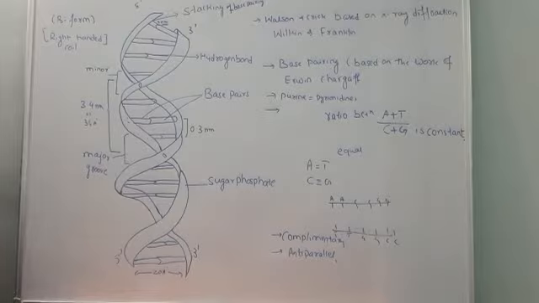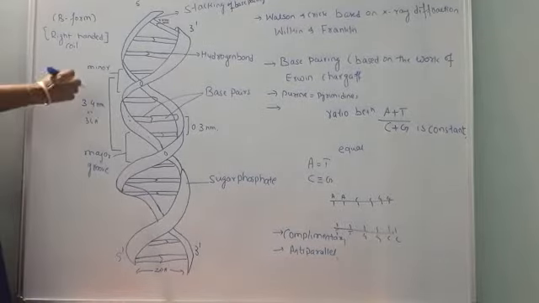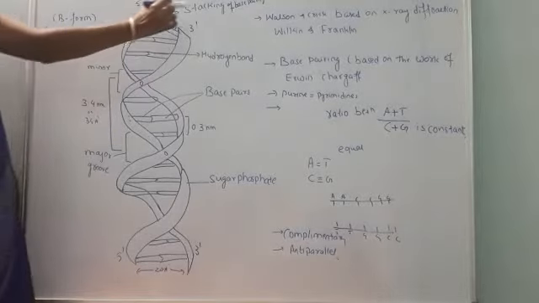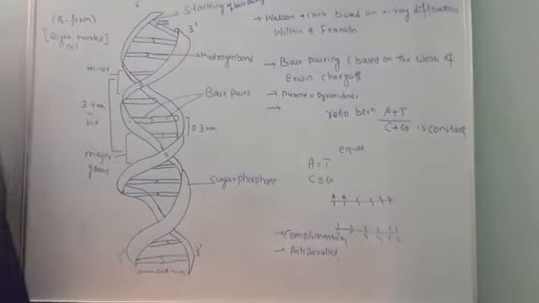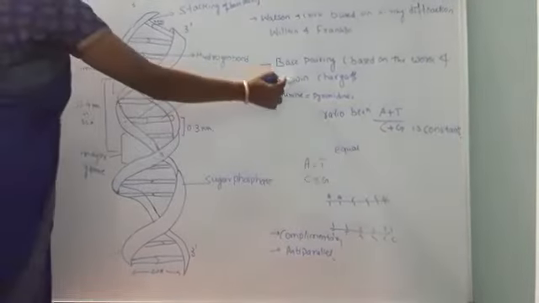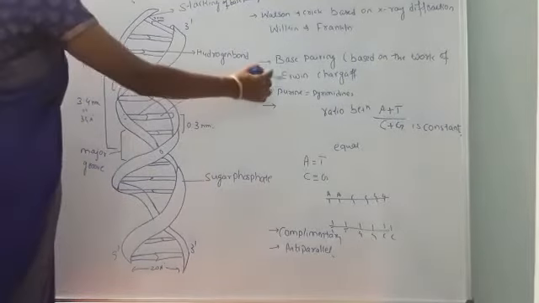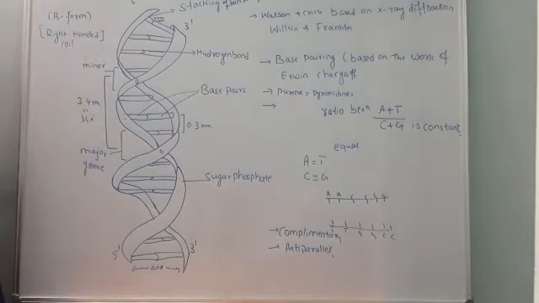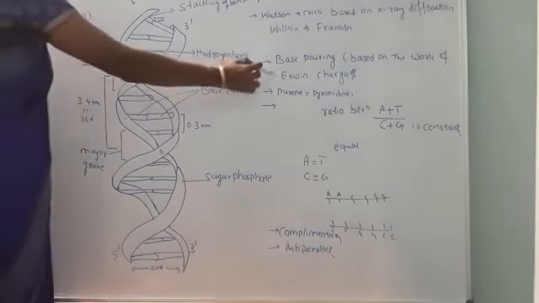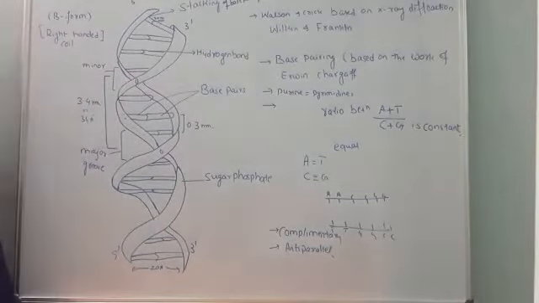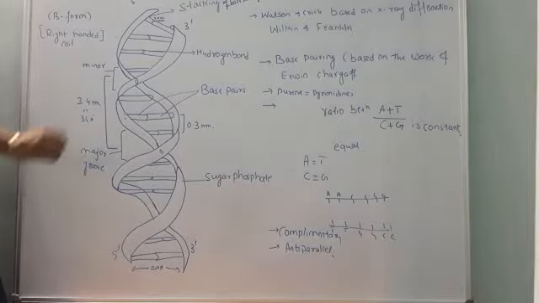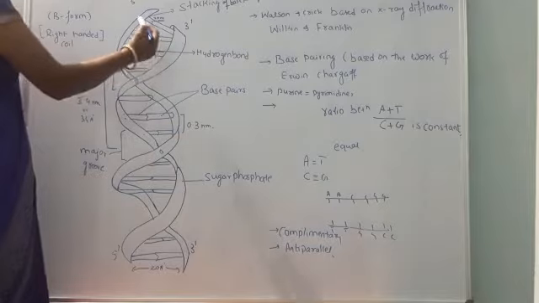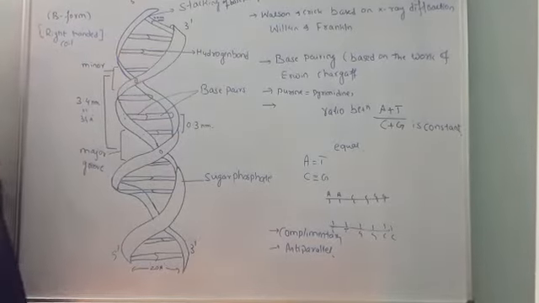And next, not only Wilkins and Franklin, there is one more scientist by name Erwin Chargaff, based on whom the base pairing is very specific here. What does it mean? What is Erwin Chargaff's contribution towards this structure? He has contributed to this structure because complementary base pairing is present here.